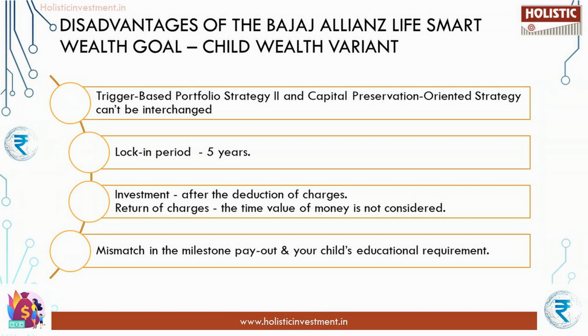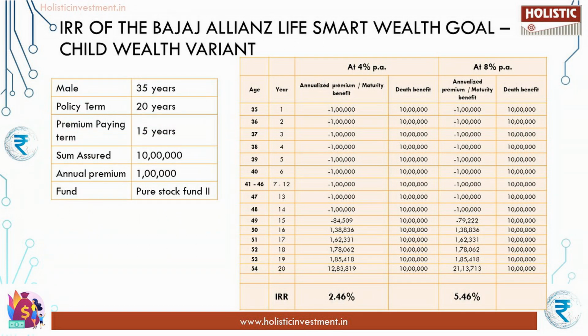As an investor, you would be convinced to buy an investment product if you know the return on investment. So let us take a closer look at the benefit illustration taken from Bajaj Allianz official website to understand whether it could potentially provide a better return in the long run. If a 35-year-old male buys this plan for a sum assured of rupees 10 lakh, then his annual premium would be rupees 1 lakh. The policy term is 20 years, the premium paying term is 15 years.